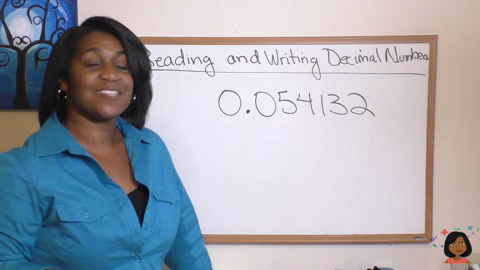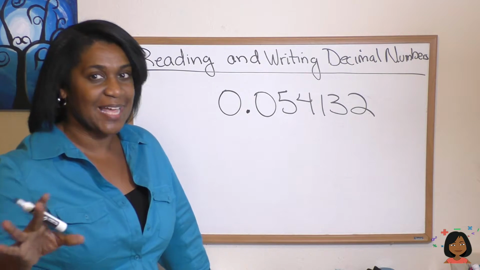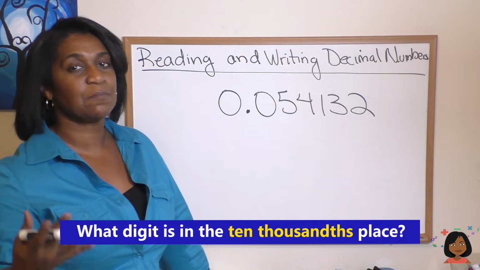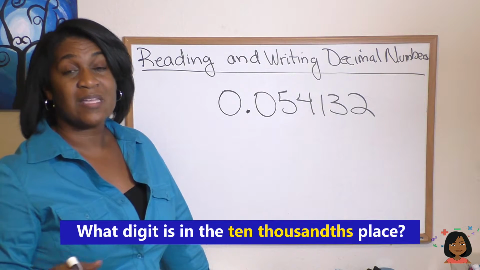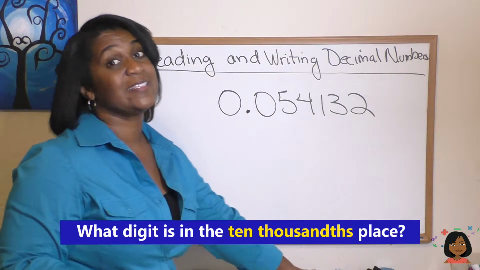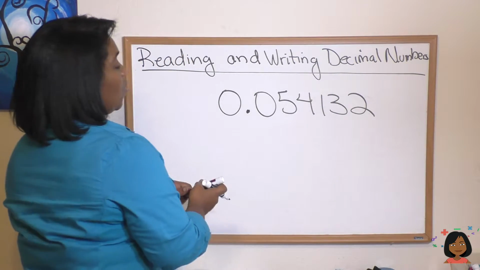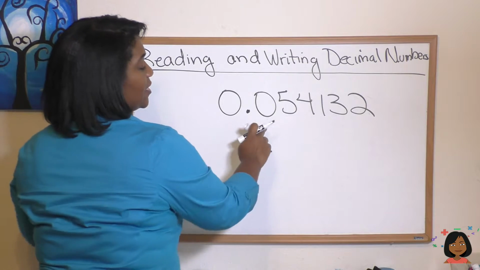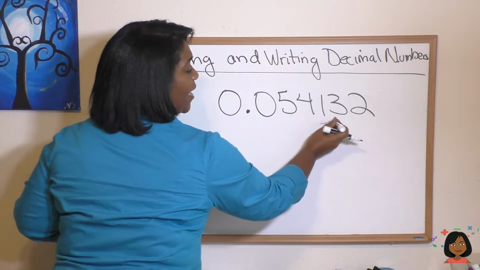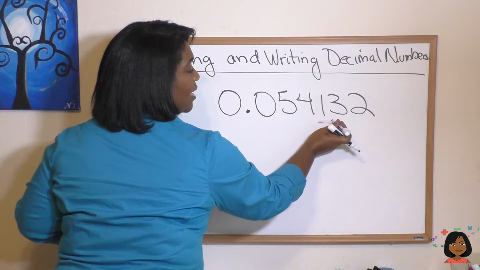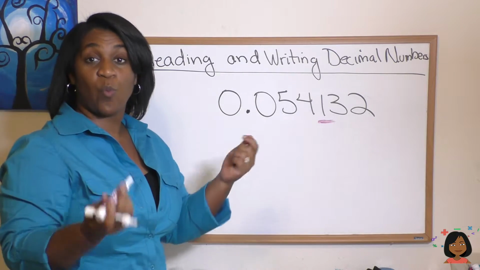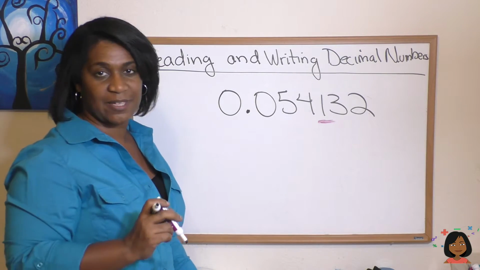Take a look at this. We have a nice big long decimal. And if I said to you, what digit is in the 10,000ths place? Well, the first thing we want to do is go find the 10,000ths place. Well, we start here. We know this is the tenths, hundredths, thousandths, 10,000ths. And we know that 1 is in the 10,000ths place.